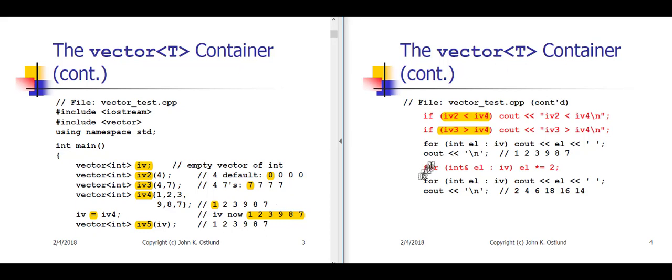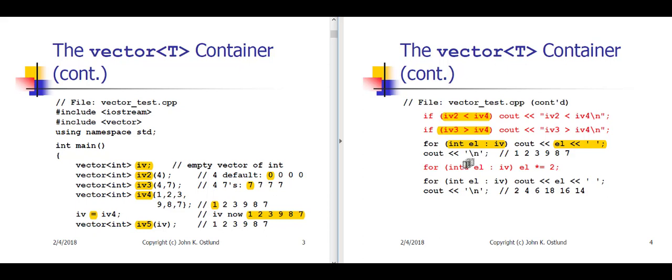In the next part of the code here, we're using our old pal, the range for loop, to step through the elements of the vector IV and display each element one by one. Each element followed by a space is going to be displayed, and then we're displaying a new line character when that's finished. So what we're going to get out from this range for loop is 1 space, 2 space, 3, blah blah blah, space, 7 space, and then a new line.